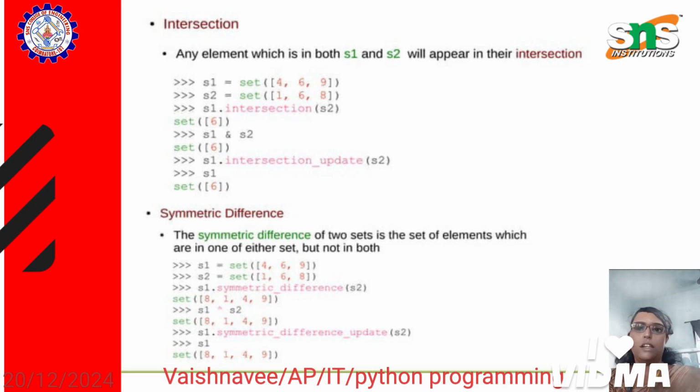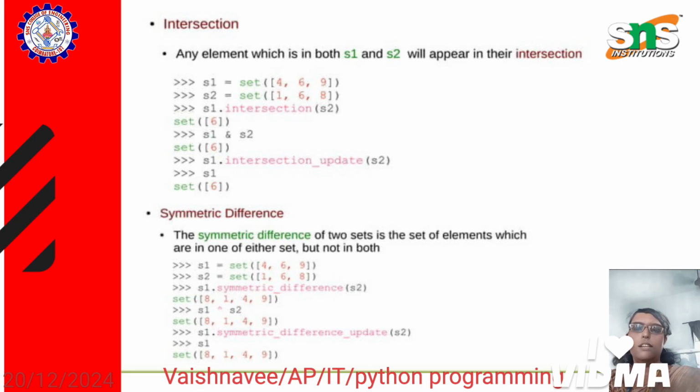Symmetric difference. The symmetric difference of two sets is the set of elements which are in either set but not in both. When S1 is set 4, 6, 9 and S2 is set 1, 6, 8, S1.symmetric_difference(S2) will give 8, 1, 4, 9 because 6 is repeated in both sets.